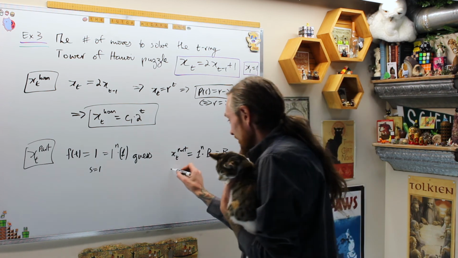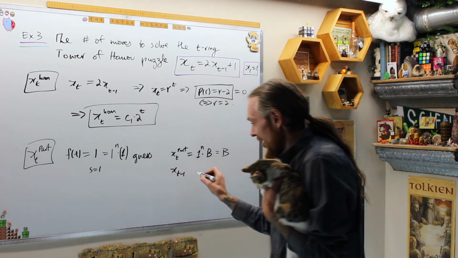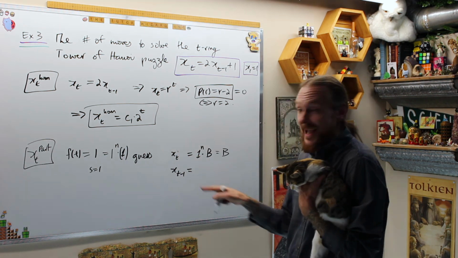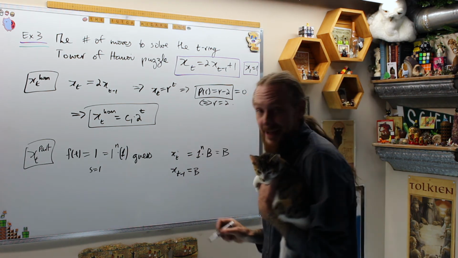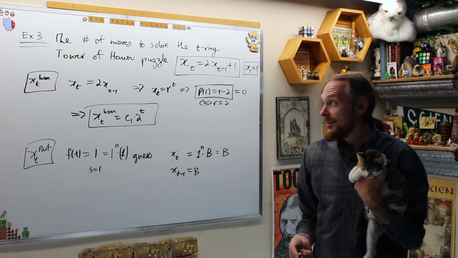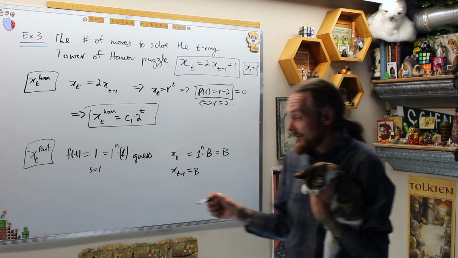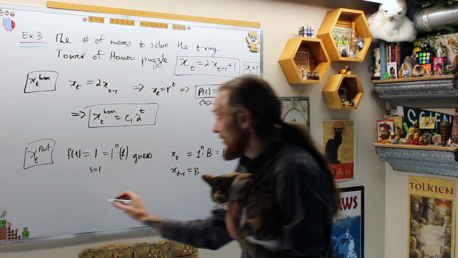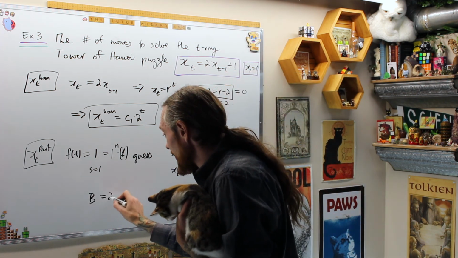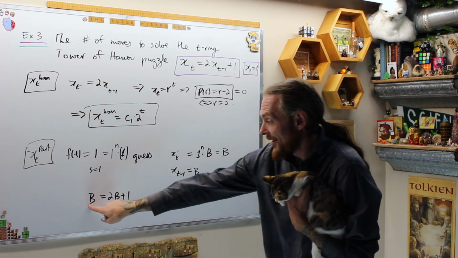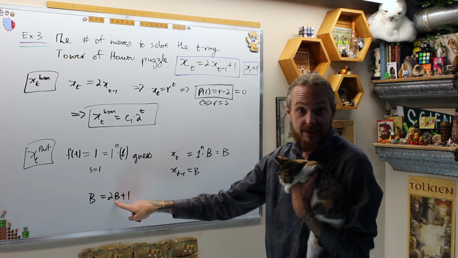Therefore, what that tells us also is x_{t-1}. You don't have to write the particular every time, we're just trying to find this particular solution. x_{t-1} is also going to be b. If you had a higher order one, they're always going to be b. It's going to be the constant number every time. Therefore, what does this tell us? From our non-homogeneous equation now, what that tells us is b equals 2b plus 1, because I put x_t there and x_{t-1} there in the definition.